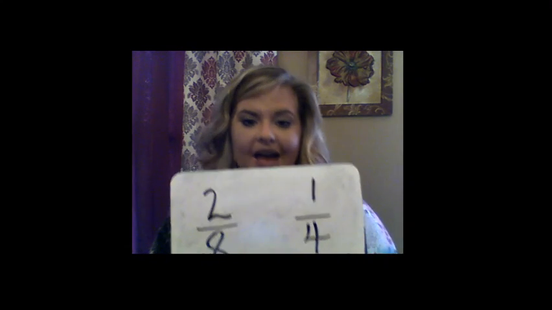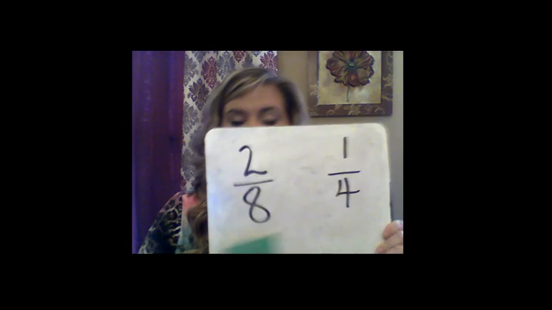And we've also talked about equivalent fractions. So if I'm talking about 2/8 and 1/4, if I have these that we made, I can look at these and tell that this is actually going to be the same. Okay, but there are times when I don't know just by looking at a fraction.